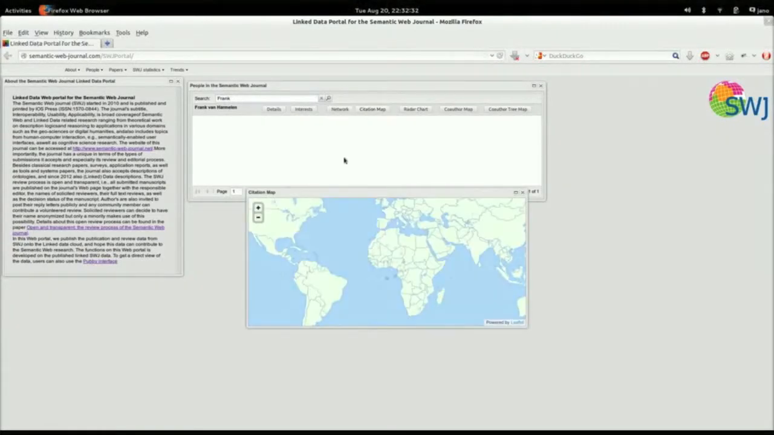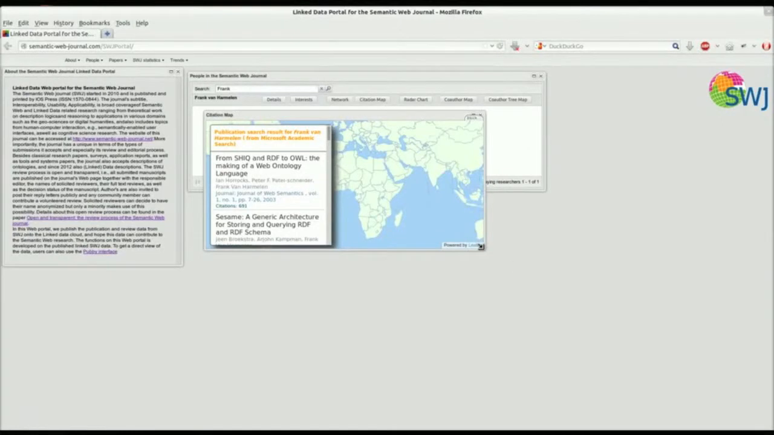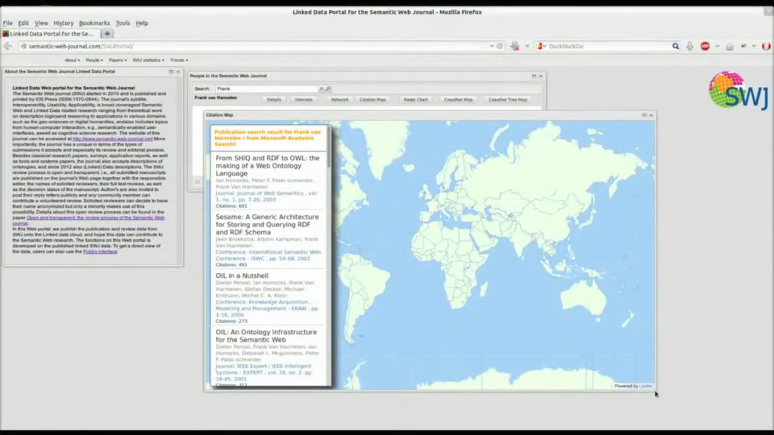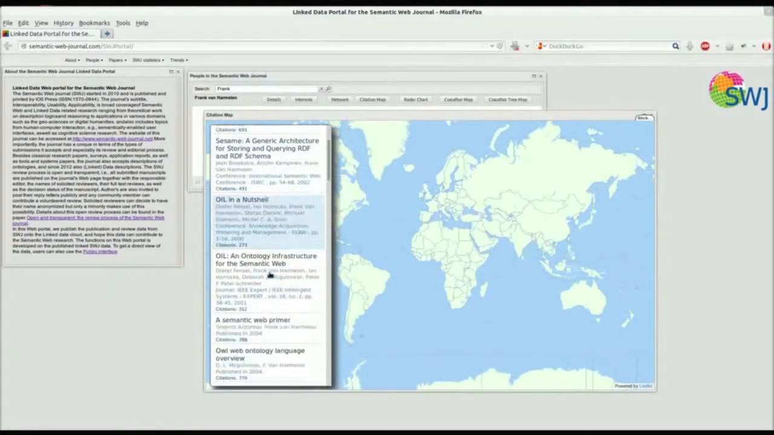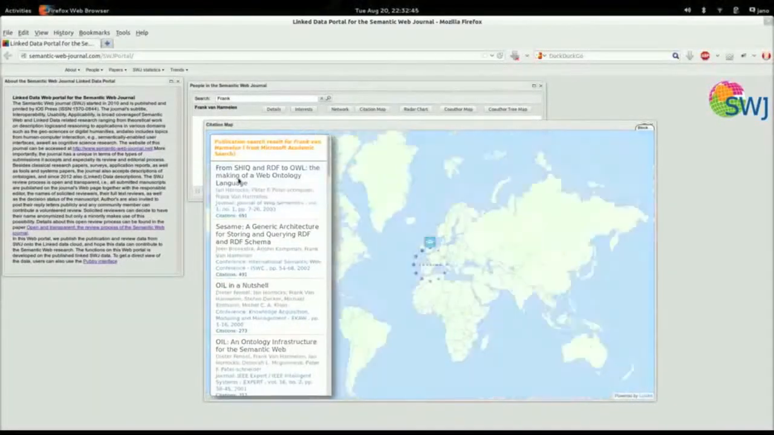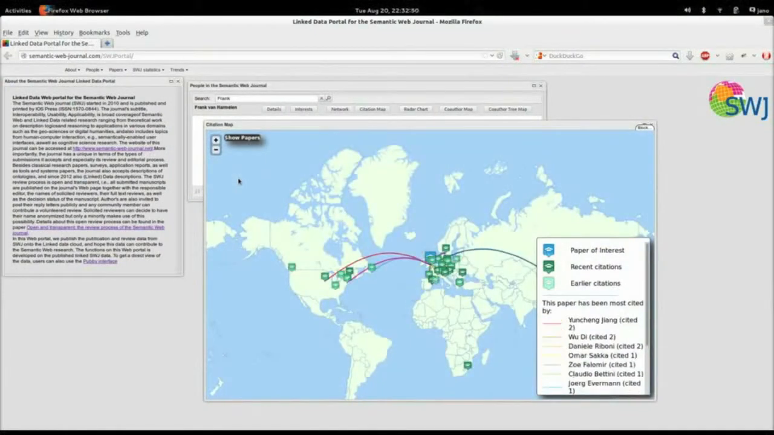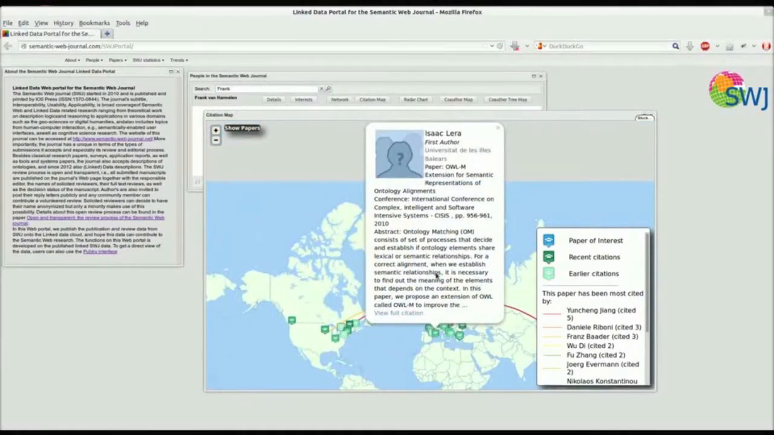We can look at a citation map for a specific author as well. So if we search for a specific author, we can see the papers that they've published in this journal. If we click on any one of those papers, we can see a specific list of citations, a map of the citations for that specific article. And we can see papers of interest or recent citations.